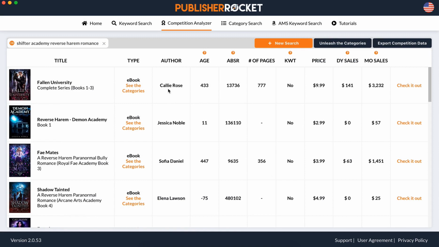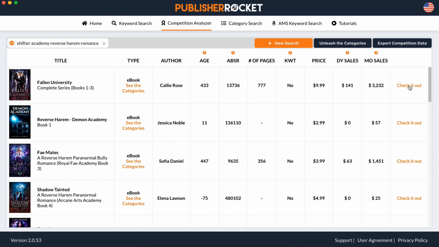Now the authors here, see if there's one author who appears over and over. Age tells you how old it is. This book is over a year old, and it has an ABSR of 13,000, which is really pretty good. That means it's selling 40, 50 copies a day. That's not bad at all for a book that's over a year old. The price, and then the daily sales, and then the monthly sales. So I guess if the price is $9.99, daily sales would be about $14. That's still not bad for one day. Monthly sales would be like $320-ish.